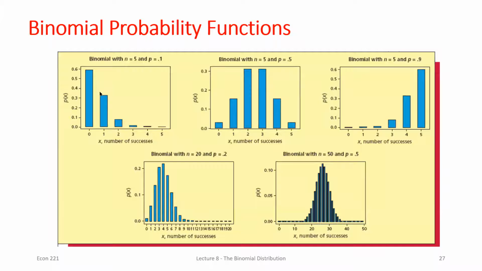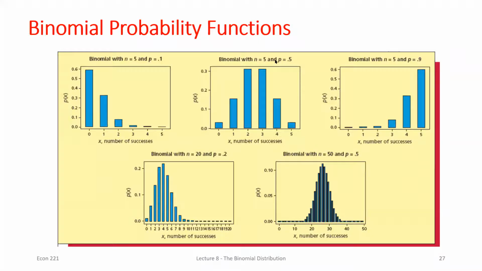And then as I move away from that mean of 0.5, the probability of seeing a higher number of successes starts to decline. Right? Think about if I had a really high probability of success, so 0.9. 5 times 0.9 is 4.5. So 4 and 5 are the two most likely outcomes. As I move away from that mean of 4.5, the probability of seeing lower numbers of successes starts to decline, or is decreasing.